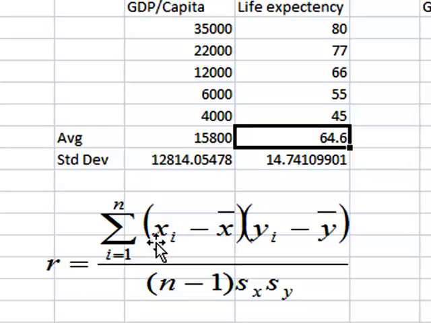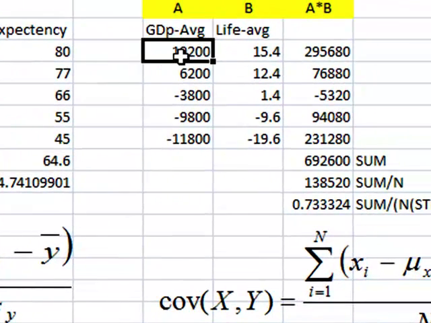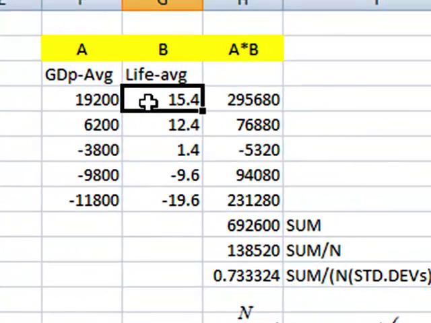The next thing to do is to subtract the individual variable from their means. So taking the GDP per capita, xi minus x bar. So I took the GDP minus the average value of the GDP. So 35,000 minus 15,800 is 19,200. So I got this here, and I did the same for life expectancy, which is 80 for the first observation minus 64.6 is 15.4. Now I repeat this for all the observations, and I have them here.